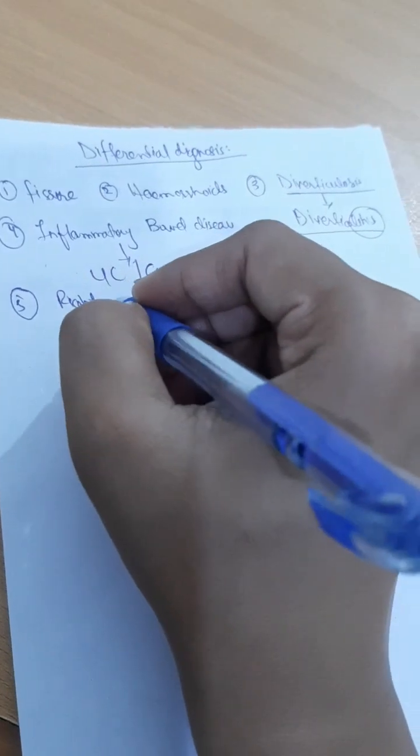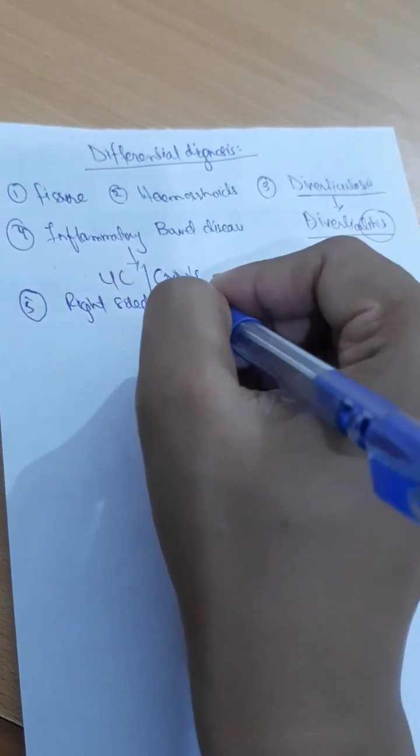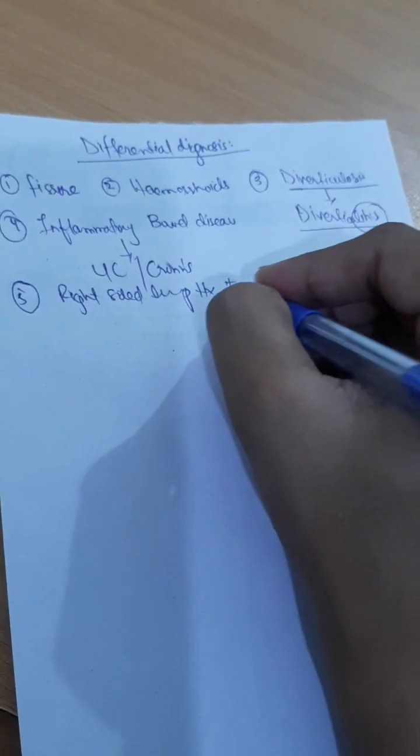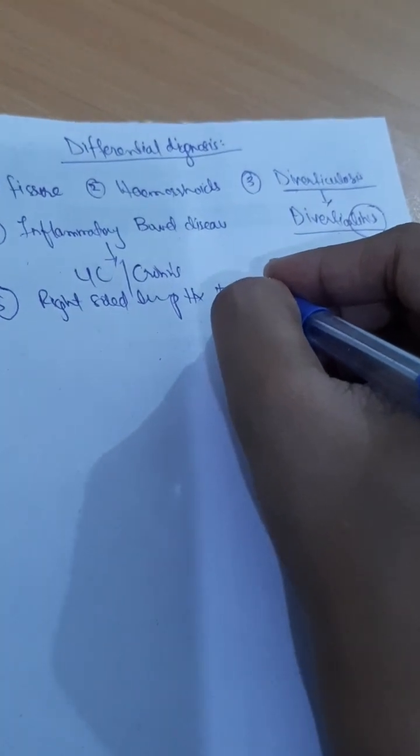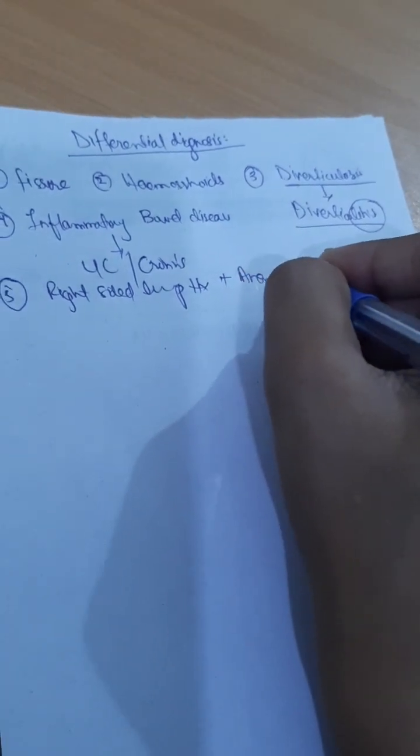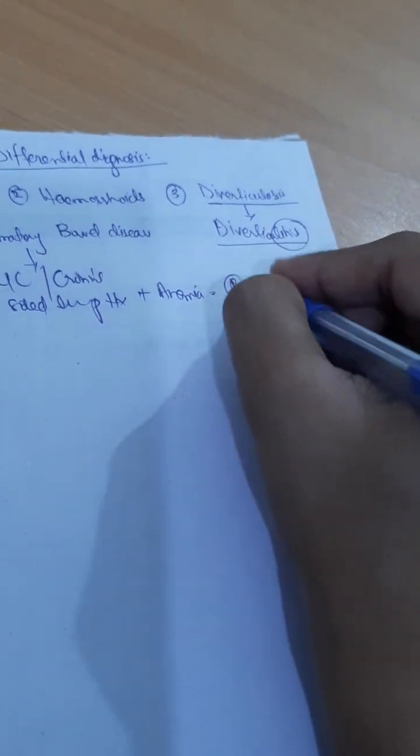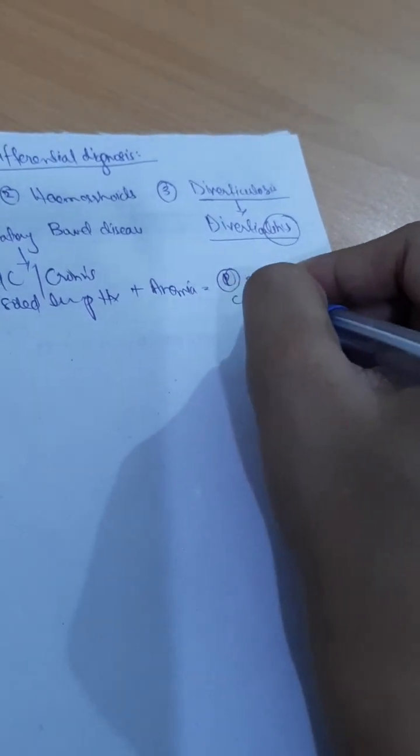Right-sided lump history with anemia. So this history is very common for right-sided colon cancer.